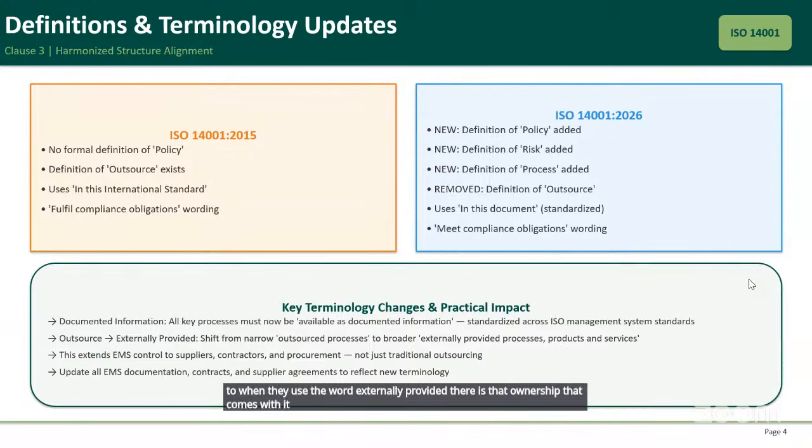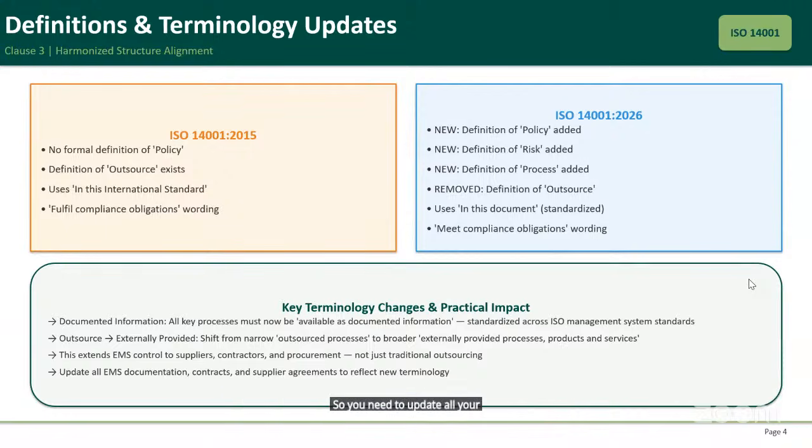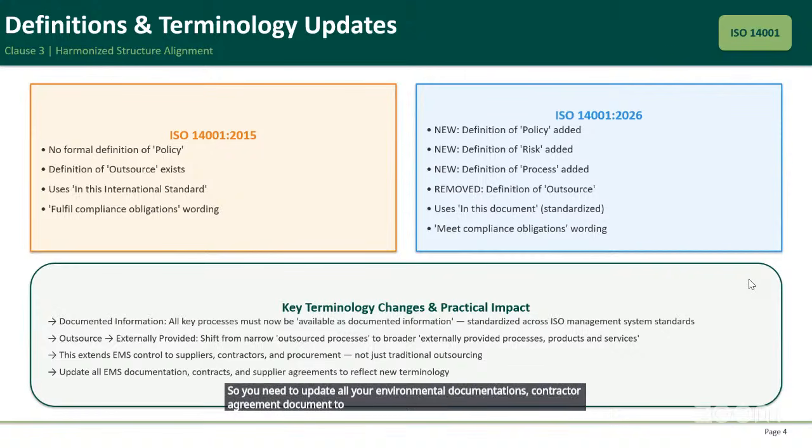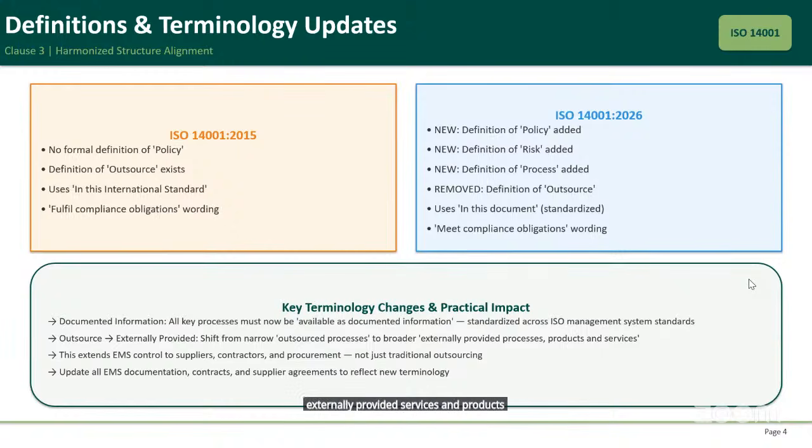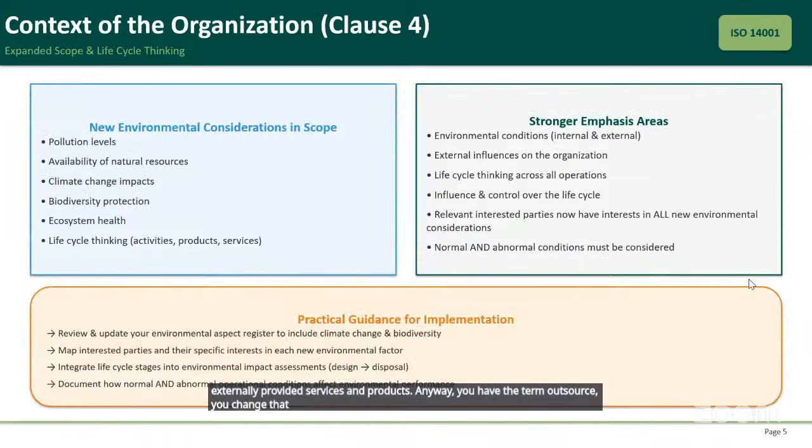So you need to update all your EMS and environmental documentation, and contractor agreement documents, to change the terminology. Maybe your vendor registration form uses outsource contractor. You now need to change that terminology to externally provided services and products. Anywhere you have the term outsource, you change it. That's what the ISO standard has introduced. Those are part of the changes.